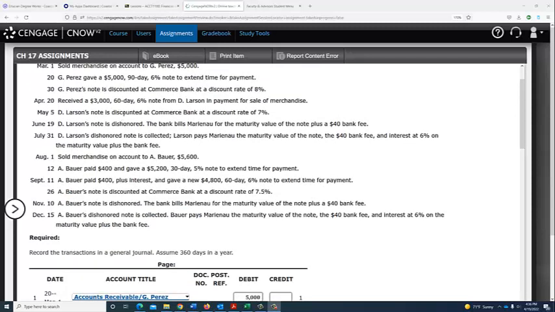Next, on June 19th, Larson's note is dishonored. Now that's the note that we just discounted at Commerce Bank. And since Larson isn't paying Commerce, Commerce is looking at us to pay that note. They're expecting to collect $3,030. So we're going to have to pay that $3,030 back to Commerce Bank plus a $40 fee.